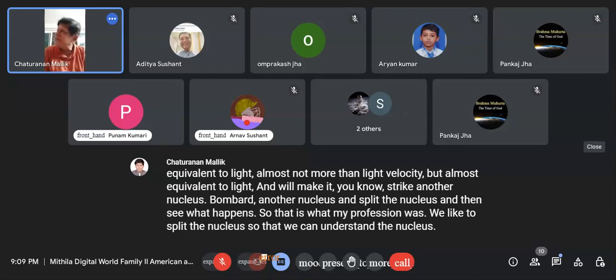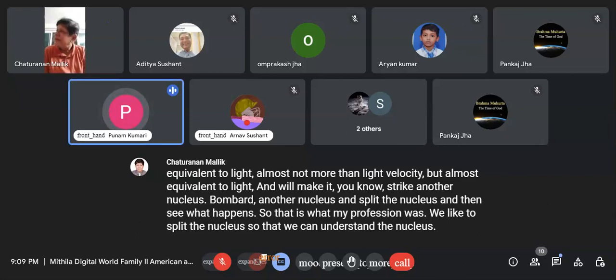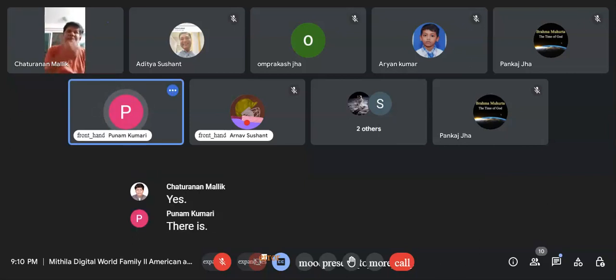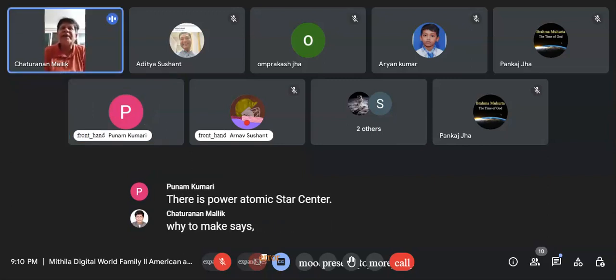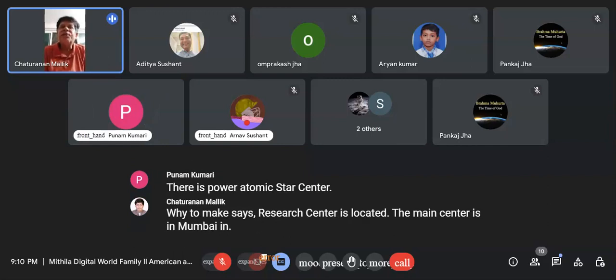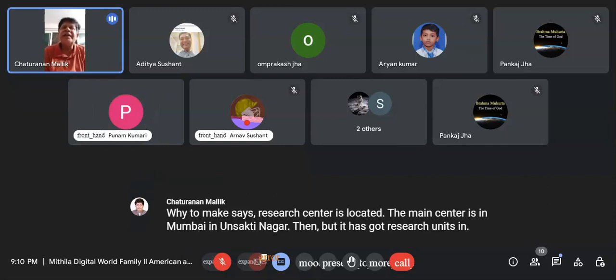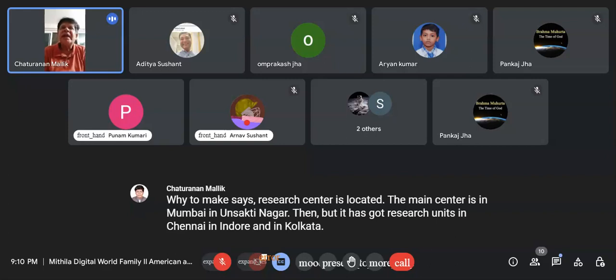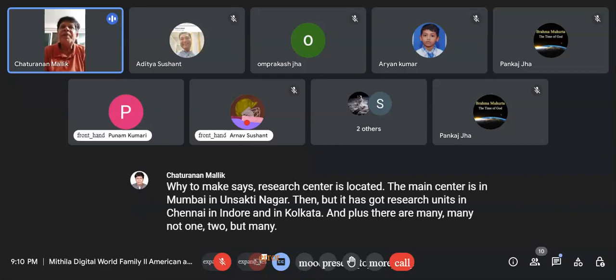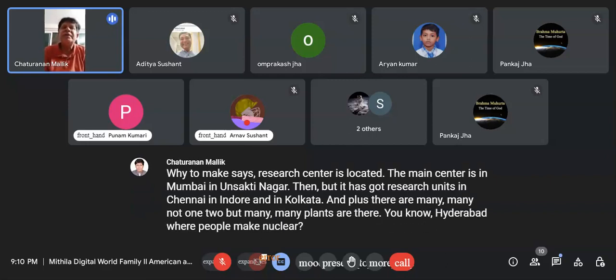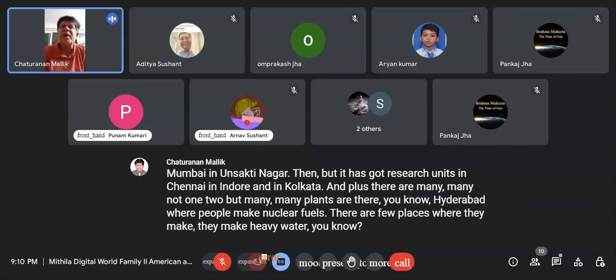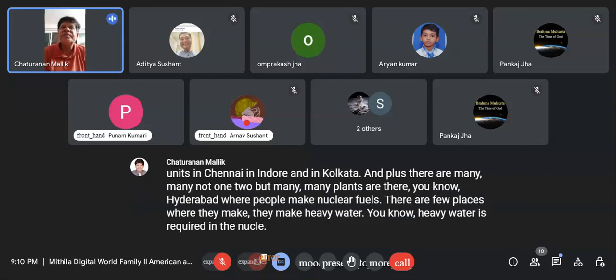Sir, I have a question. Where is the Bhabha Atomic Research Center? Our Atomic Research Center, the main center, is in Mumbai, in Anushakti Nagar. But it has research units in Chennai, in Indore, and in Kolkata. And there are many plants, in Hyderabad, where people make nuclear fuels. There are places where they make heavy water. Heavy water is required in the nuclear reactors.